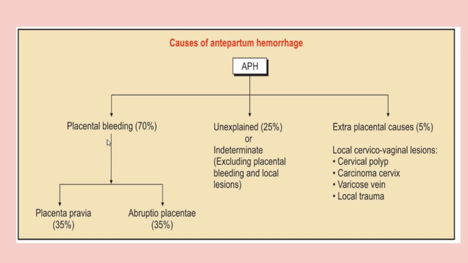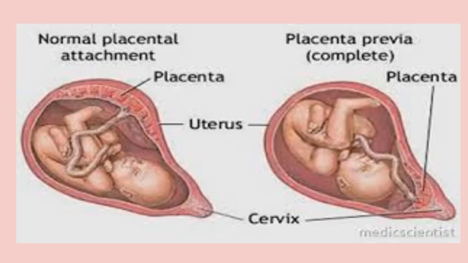This is another division of the causes of antepartum hemorrhage. They can be placental causes, extraplacental causes, or unexplained causes. They may be placental or otherwise. The placental causes, as we can see, are either previa or abruptio. Extraplacental causes are local causes within the cervix or genital tract, such as cervical polyp, carcinoma of the cervix, or varicose veins. And the unexplained causes are mostly placental, and as I mentioned before, they are numerous, which we'll get to when the time comes.